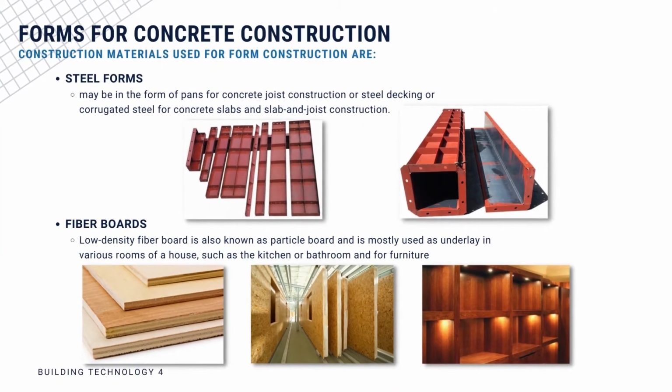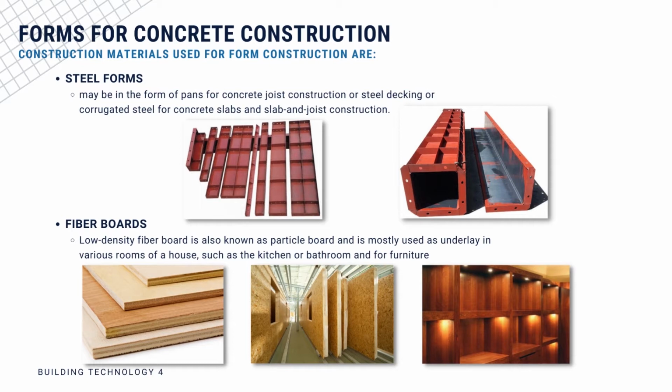Steel forms may be in the form of pans for concrete joist construction or steel decking or corrugated steel for concrete slabs and slab and joist construction. So, ang steel forms is one of become more popular due to its strength, durability, and it is reused for a long period. So, ang steel is costly for small work but can be used for a large number of projects.